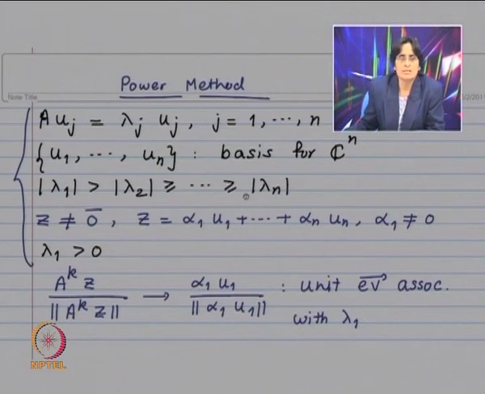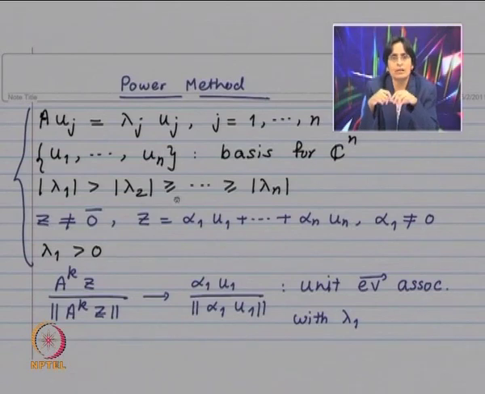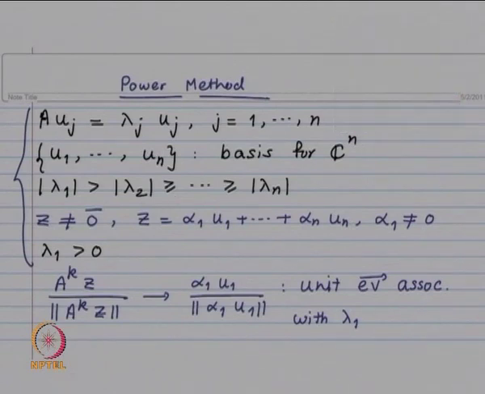Not all matrices will have a basis of eigenvectors, but we have seen that if the matrix is normal, then there is a basis of eigenvectors. If our matrix A has n distinct eigenvalues, then also it has a basis of eigenvectors. So, this restriction of eigenvectors forming a basis is not too restrictive. There is a big class of matrices for which it will be satisfied. Thus our assumption is that A should have a basis of eigenvectors, and then it should have a dominant eigenvalue.